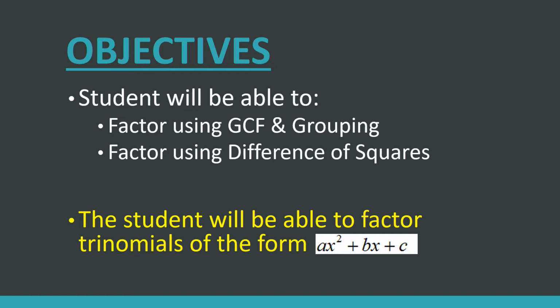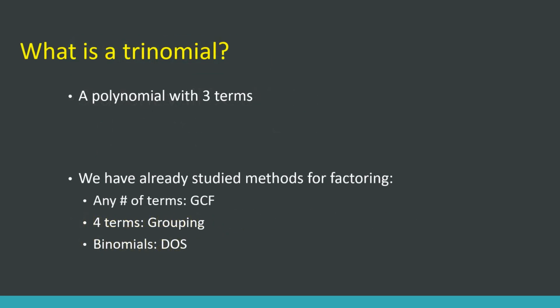So just a reminder that we've used greatest common factor, grouping, difference of squares, and now we are using guess and check. So remember, we are only using the guess and check method on a polynomial that is a trinomial, something with 3 terms, and it specifically has to be in that ax squared plus bx plus c form. Okay, remember GCF could be used on any number of terms, grouping could only be used when there are 4 terms, and DOS can only be used on 2 terms, a binomial.